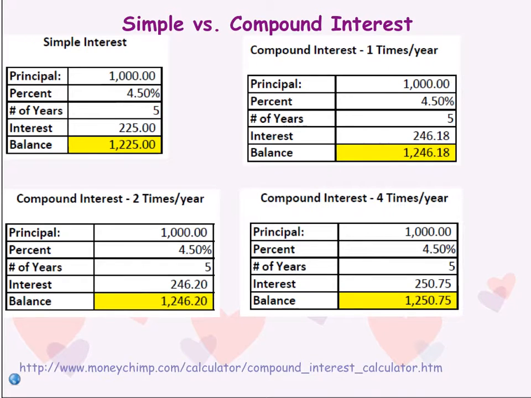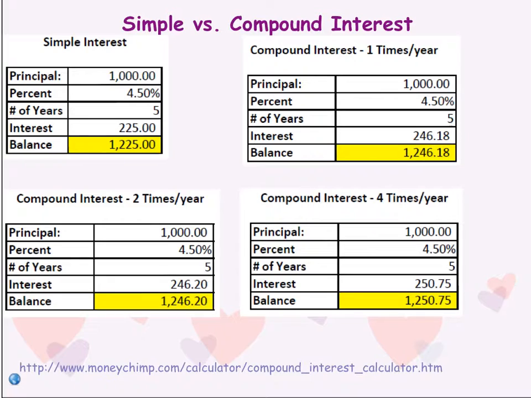So again, same principal, same percent, same number of years, but now take a look, we're earning $246.18 in interest, and my balance is much higher. Now I know some of you guys are really smart and you're like, Mrs. Haugen, it's $20, and you're probably like, whoopee, big deal. But think about if this was more than $1,000.